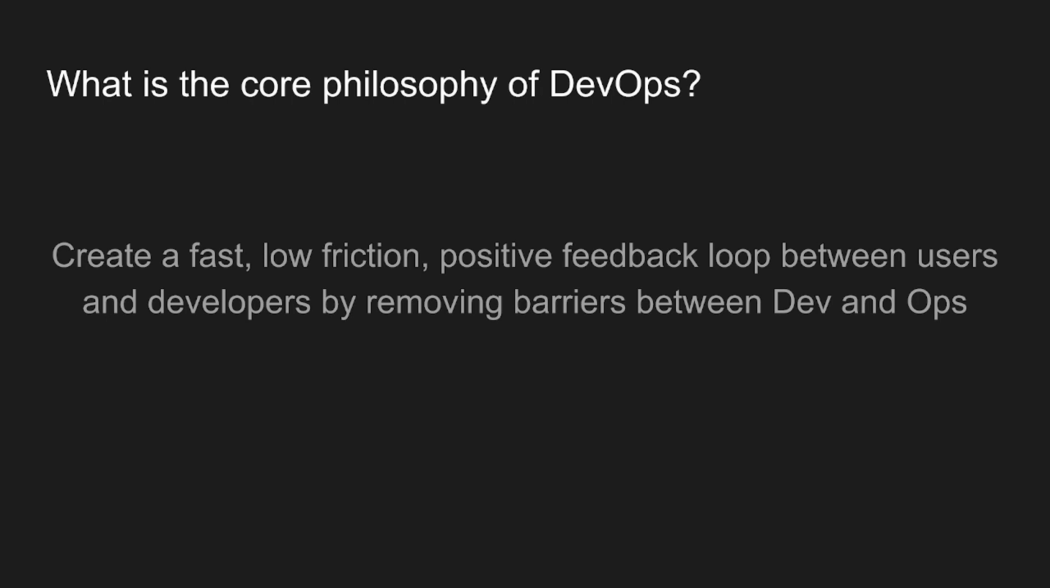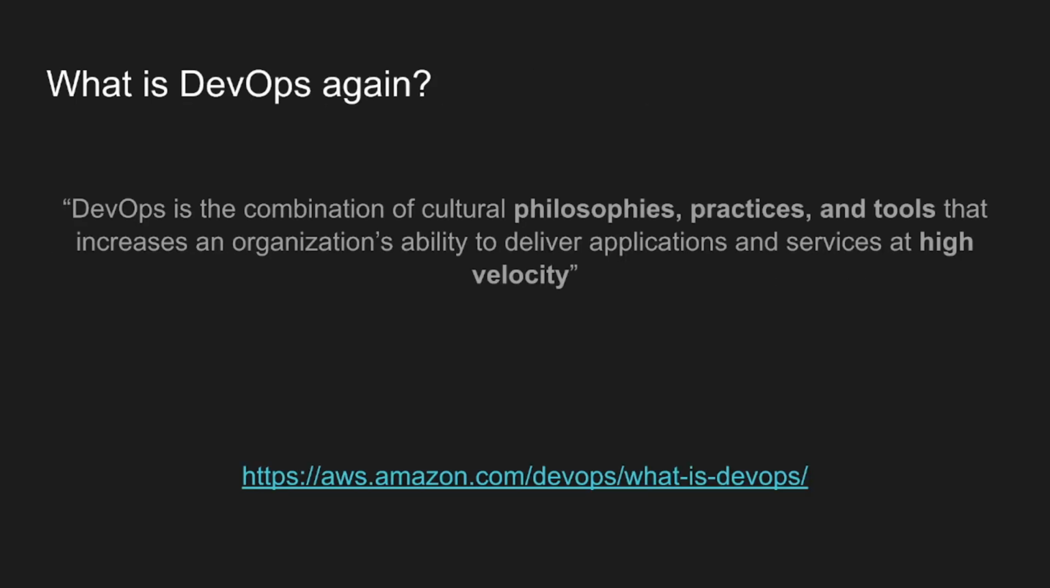I did my best to extract this core philosophy of DevOps, and this is something that every company will have their own description of. I thought this was a pretty good one: creating a fast, low friction, and positive feedback loop between users and developers. And specifically with DevOps, you're going to be doing that by removing the barriers between those dev groups and those ops groups. I'm going to come back to this one as well, because it'll make more sense as we go through more of these pieces.